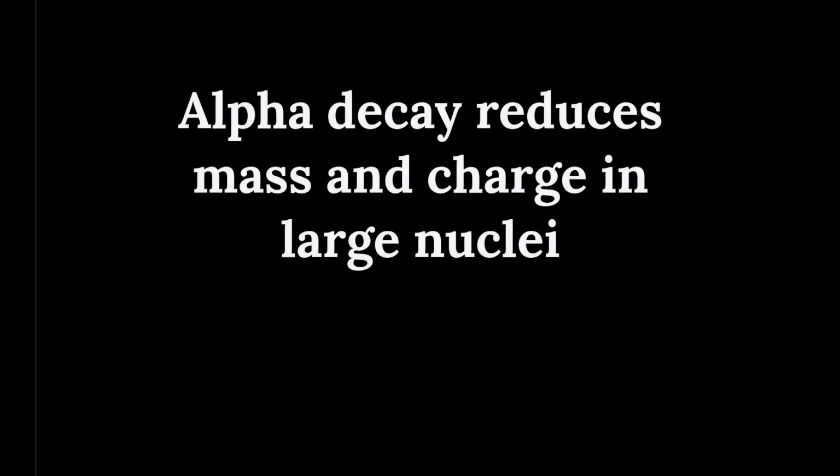Alpha decay occurs in large nuclei, reducing mass and charge. Beta-minus decay changes a neutron into a proton. Beta-plus decay requires energy to convert a proton into a neutron. Gamma emission releases energy without changing atomic numbers. Each decay type has unique characteristics.